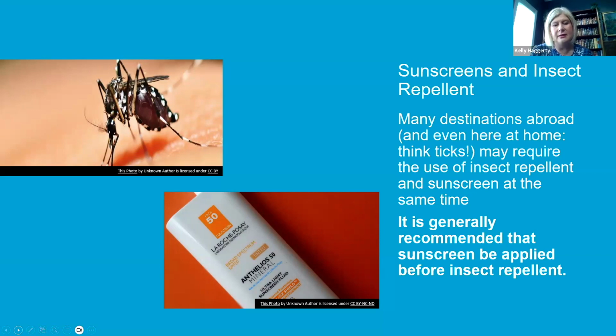So think of it like this. The sunscreen needs to absorb into your skin, and then you need to put the insect repellent on after. If you're going to reapply your sunscreen, then you're going to have to reapply your insect repellent as well.